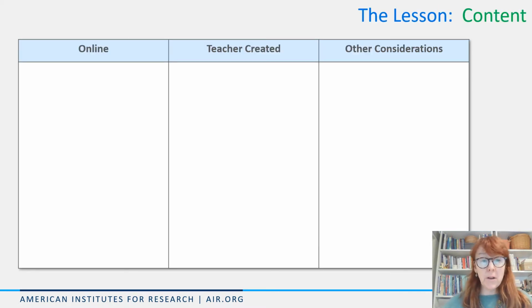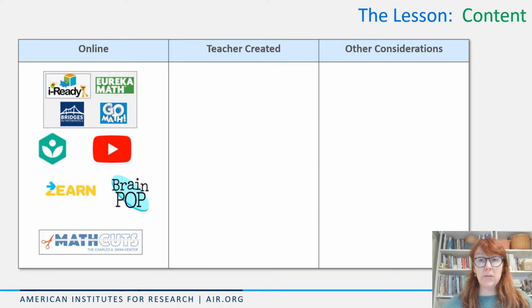Now let's think about the content. There are numerous sources for online content to use in your lesson. Your published curriculum is a great place to start, particularly if your students are used to seeing videos in the classroom or perhaps from other platforms such as BrainPop that they're already familiar with. Khan Academy provides high-quality, step-by-step videos.